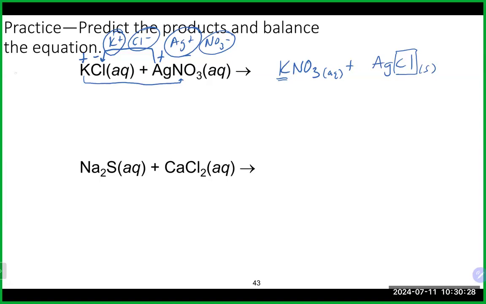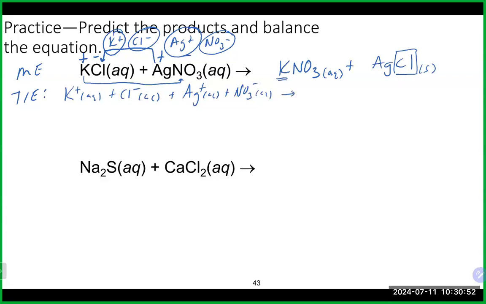Now, this is obviously our molecular equation. We could write our total ionic equation. Remember, anything that's a strong electrolyte will break apart. Everything else will kind of stay together. So that's going to give us a K plus and a Cl minus. The silver nitrate will also break apart into a silver ion and a nitrate ion.